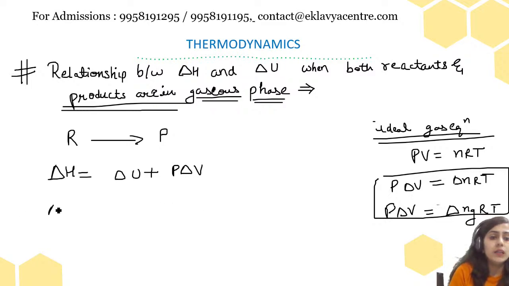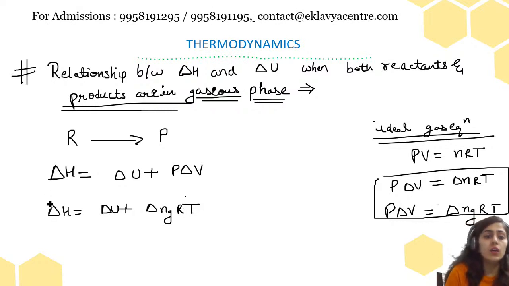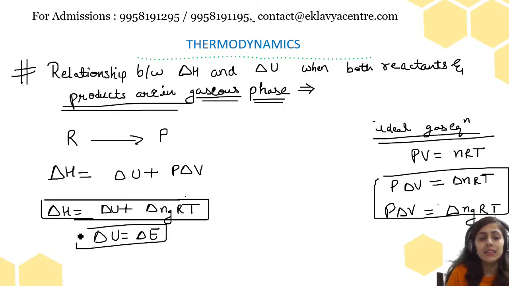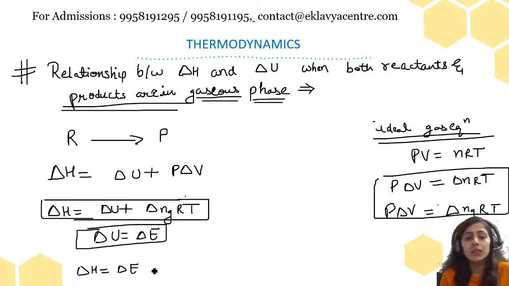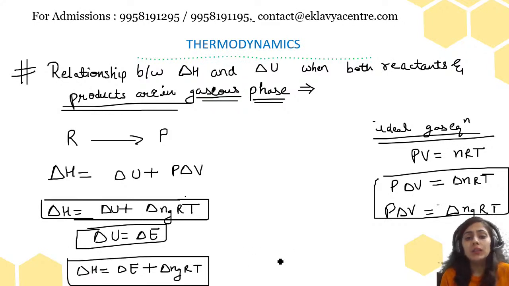So we can write delta H is equals to delta U plus P delta V as delta U plus delta Ng RT. This is how we have to write this equation. Yes? Okay. Sometimes it will be given to you that delta H, delta U and delta E are one and the same thing. So in some of the books they write it as delta H is equals to delta E plus delta Ng RT. It's one and the same thing, so you don't have to get confused with it.